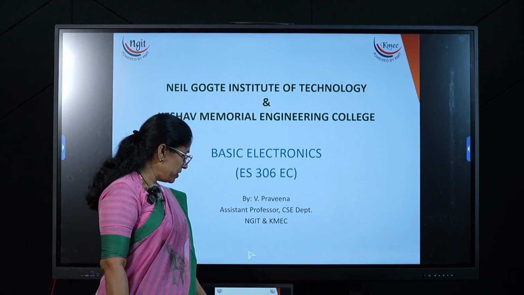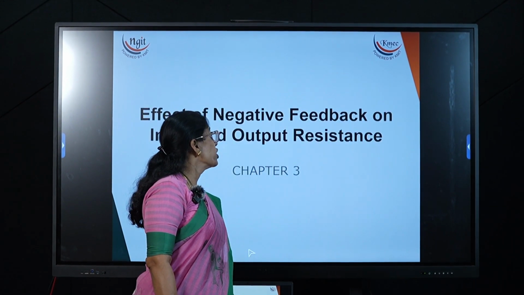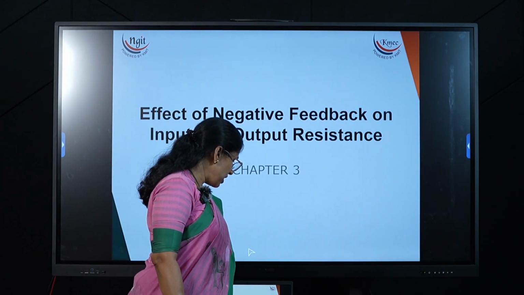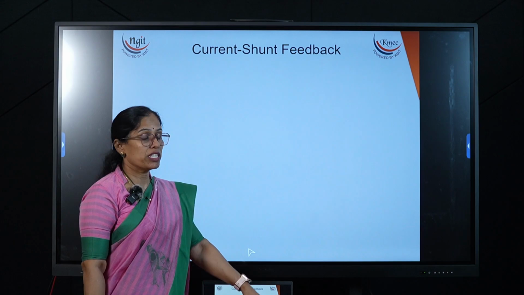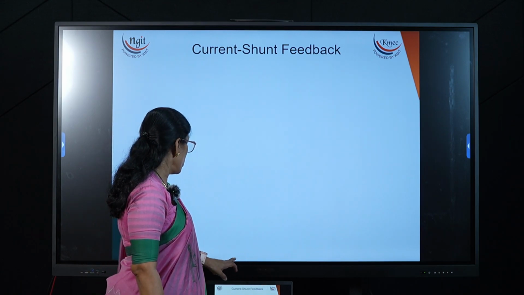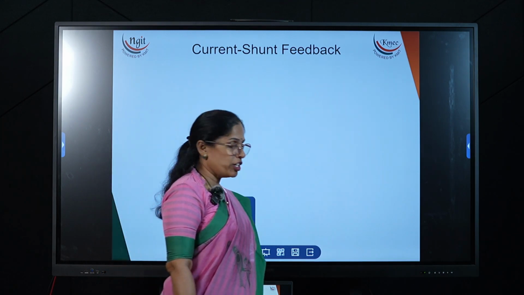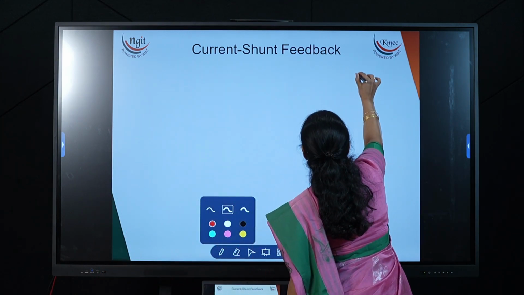Now in this lecture we will discuss the effect of negative feedback on input and output resistance of current shunt. In the last 3 lectures I have explained the voltage series, voltage shunt, current series. Now in this lecture we will discuss the current shunt. For that, what we need to do is first draw the block diagram.